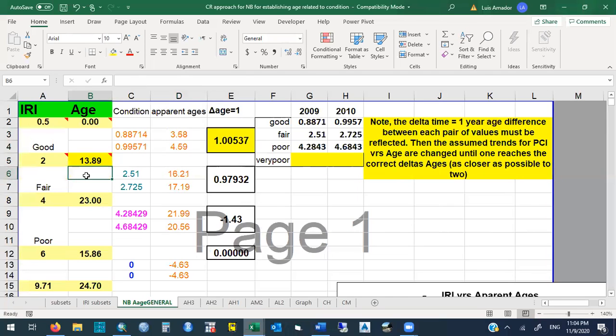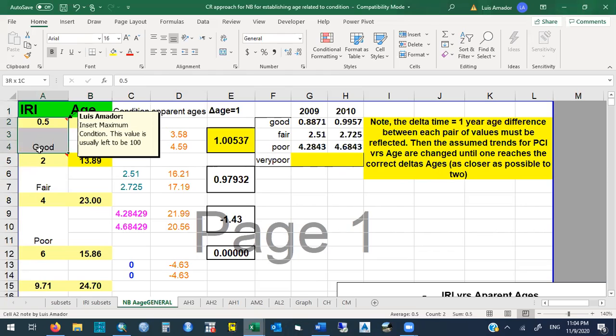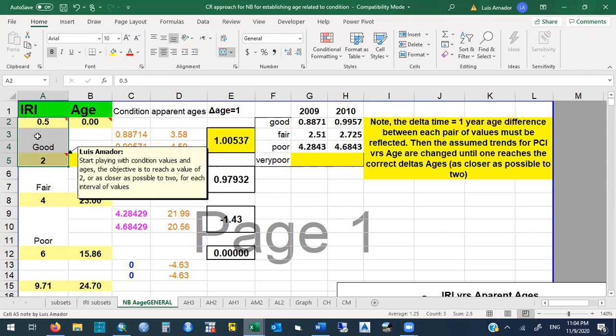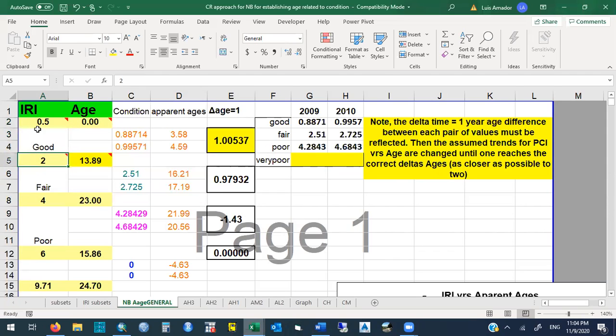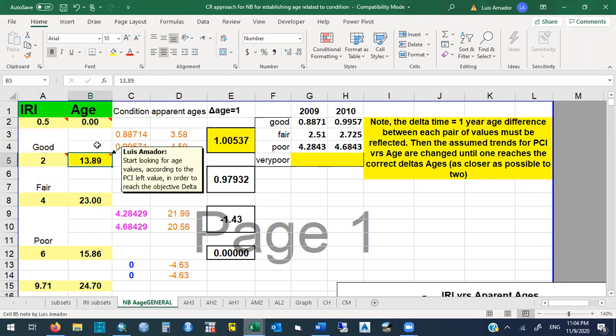Professor, sorry. So this column B, what is this age? Where is the apparent age coming from? You establish a range for what you call good condition, 0.5 to 2. Based on that range, you went and observed this average for 2009 and for 2010. You know 0.5 is brand new, so age is 0. What you don't know is the corresponding age for the top of your range, which is 2. So you need to find out what this value is.